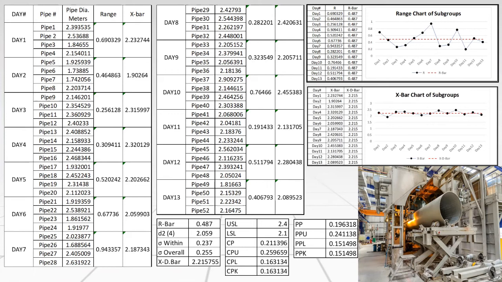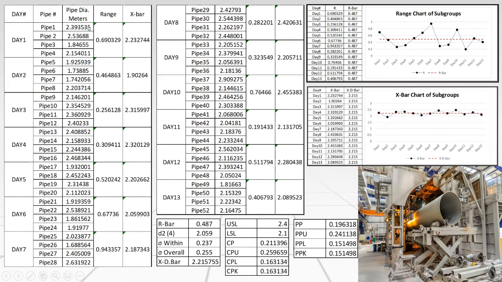To do that, they decided to have a data collection plan in 13 days, where they will start to measure the diameters of 4 pipes each day. So we have 13 subgroups, and each subgroup is divided into 4 pipes. So the sample size is 4.